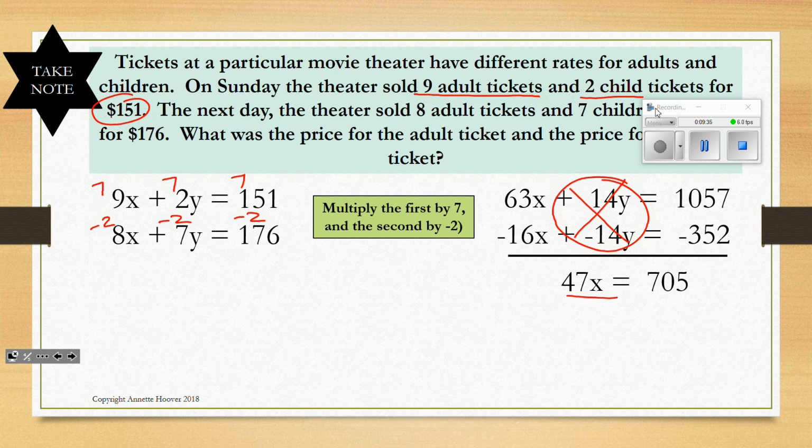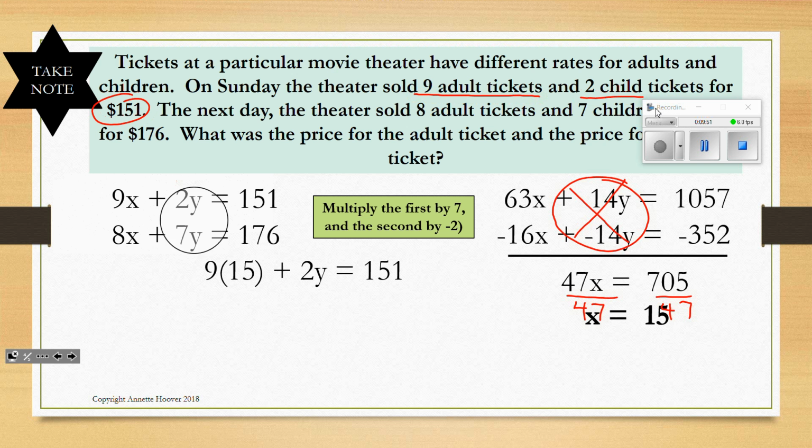Now to solve for x, we divide both sides by 47. And we find that the number of x, which represents the number of adult tickets, if we were to use the variable a, was 15. Now to plug that back in, we're either going to plug it into the first equation or the second equation. I chose the first equation, so we know that x is equal to 15.